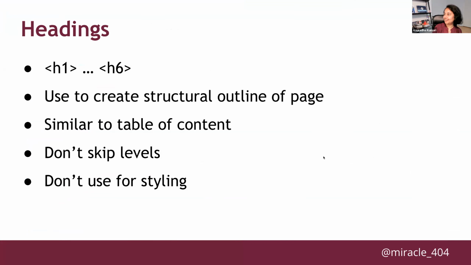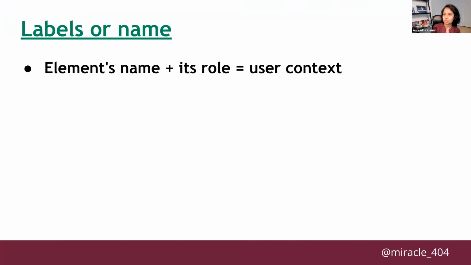So these were headings and landmarks. Then labels. Whatever we have on our screen, in our browser, if I'm using a screen reader, I should be able to hear it to understand what it is. So labels are very important, which are names or anything. Any element's name or label plus its role makes a complete user context.